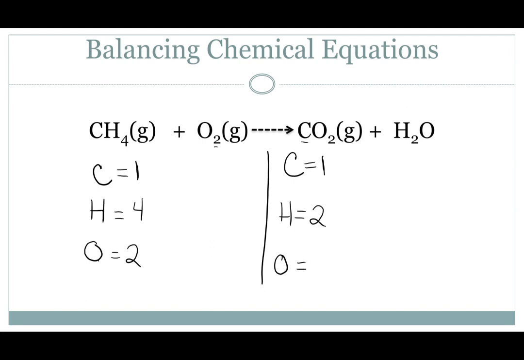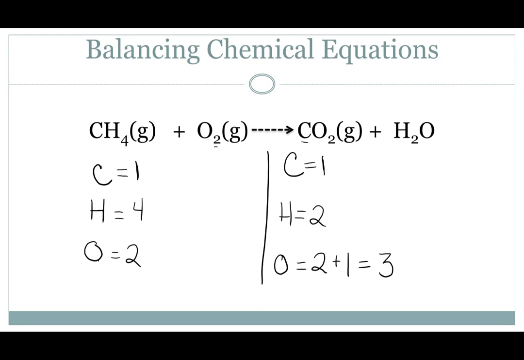And looking at oxygen, be careful here. So I see oxygen is actually in 2 different compounds. So I've got 2 atoms of oxygen from carbon dioxide, so 2. And then I've got 1 atom of oxygen from water over here. So plus 1, which gives me a total of 3.